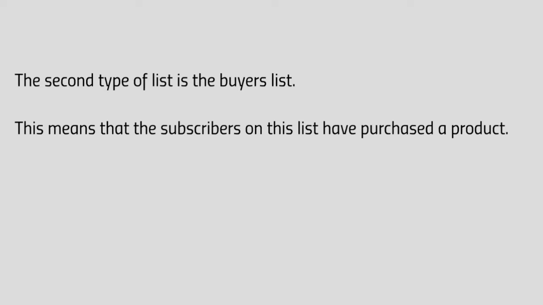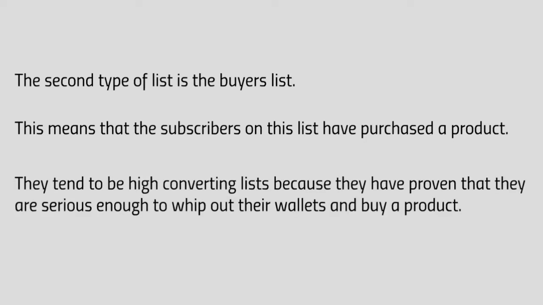This means that the subscribers on the list have actually purchased a product. So say, for example, somebody lands on your sales page. You're selling them something like a $7 or $17 item or whatever price point it is. They buy it and are added to your list. So that is basically a buyer's list. Now, these types of lists tend to be very high converting because they have proven that they're serious enough to whip out their wallets or their credit cards and buy a product.